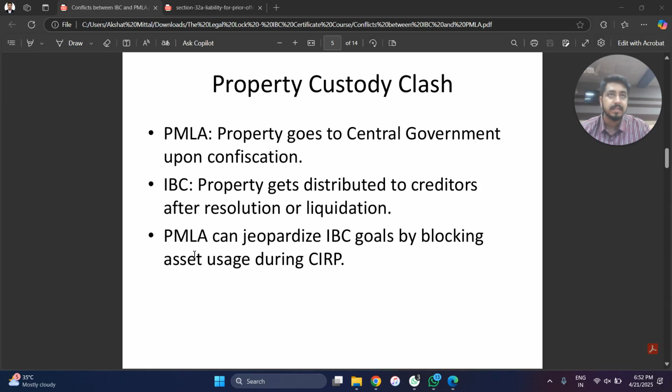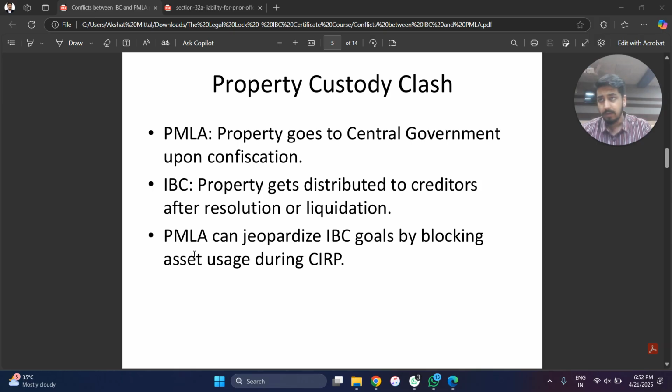Whereas under the IBC, if the insolvency resolution proceedings are going on, the property goes to vest in the resolution applicant. For that property, the resolution applicant pays a good amount of money, and that money is used to pay off the debts of the creditors. So ultimately, the property under IBC is used to satisfy the debts of the creditors.